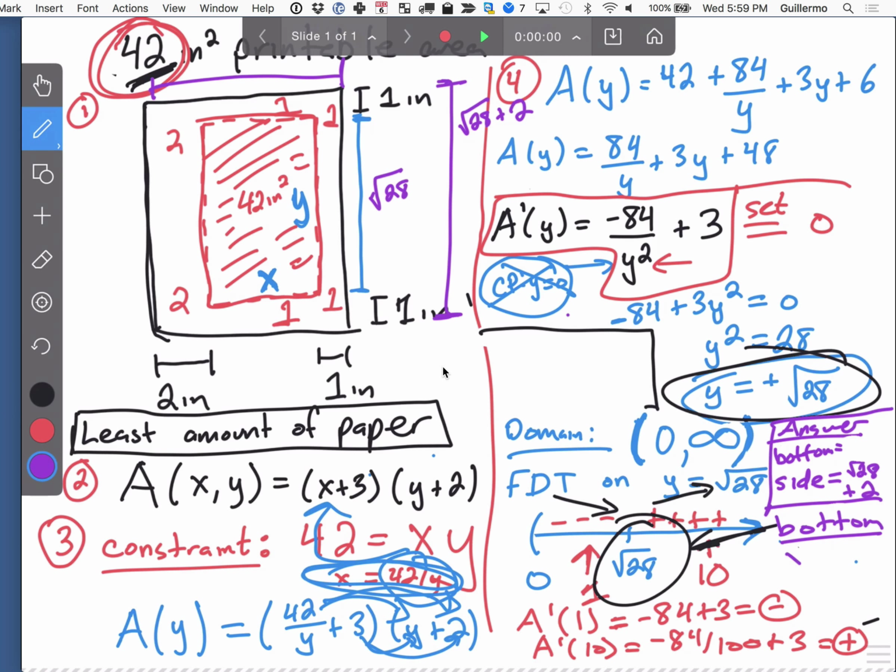Well, it would be x plus 3, right? Basically. And then what's x? Remember, x is from right here. X was 42 divided by y, right? So then it would just be 42 over root 28 and then plus 3. So 10.94. Yeah, whatever that is. Does that make sense? Yeah?